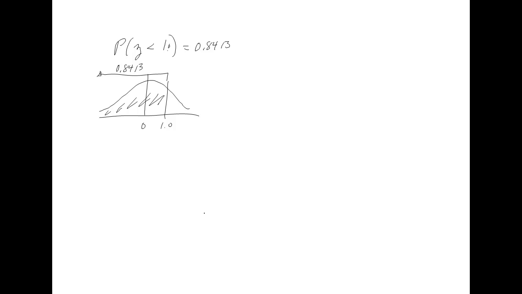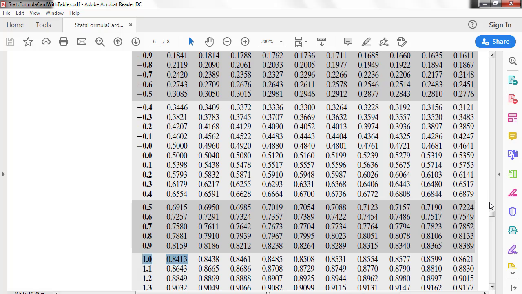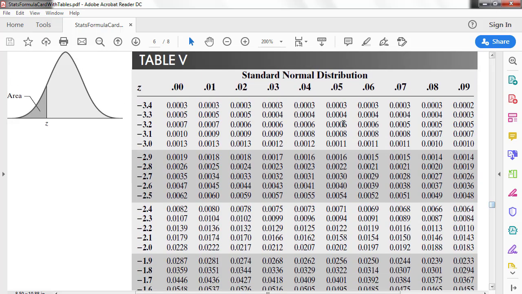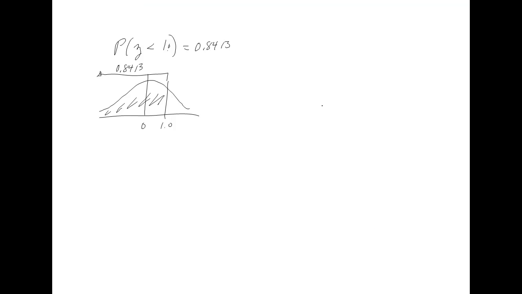And the reason that just works that simple is because the table is set up so that the numbers inside here, inside the array, are the areas to the left of these z-scores. So like this area is the area of the shaded part over here that's to the left of negative 0.341. So these numbers are always to the left. So let's go back and do a different kind of problem.